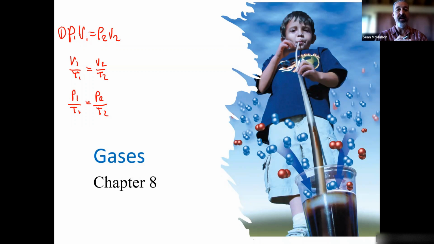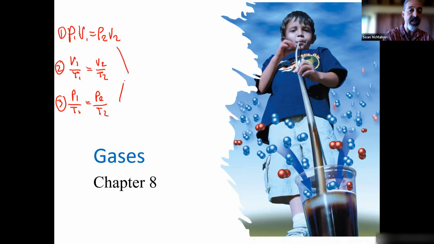volume, it meant that the other parameters, the amount of gas and temperature, were constant. With Charles, when we only dealt with changes between volume and temperature, that meant that the pressure and the amount of gas was constant. When we dealt with Gay-Lussac's, we dealt with pressure and temperature changes, but volume and the amount of gas was constant.